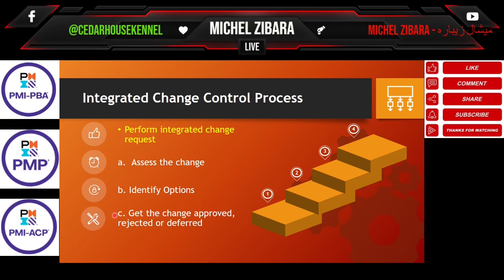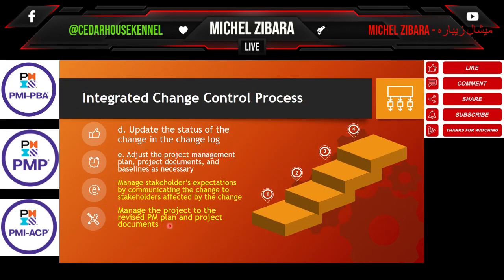And then part C is get the change approved, rejected or deferred. So here the change control board will either approve, reject, or defer. They might approve and provide more budget. They might approve and provide more resources. They might approve but accept jeopardizing a little bit on the quality. So these are all outcomes from that.